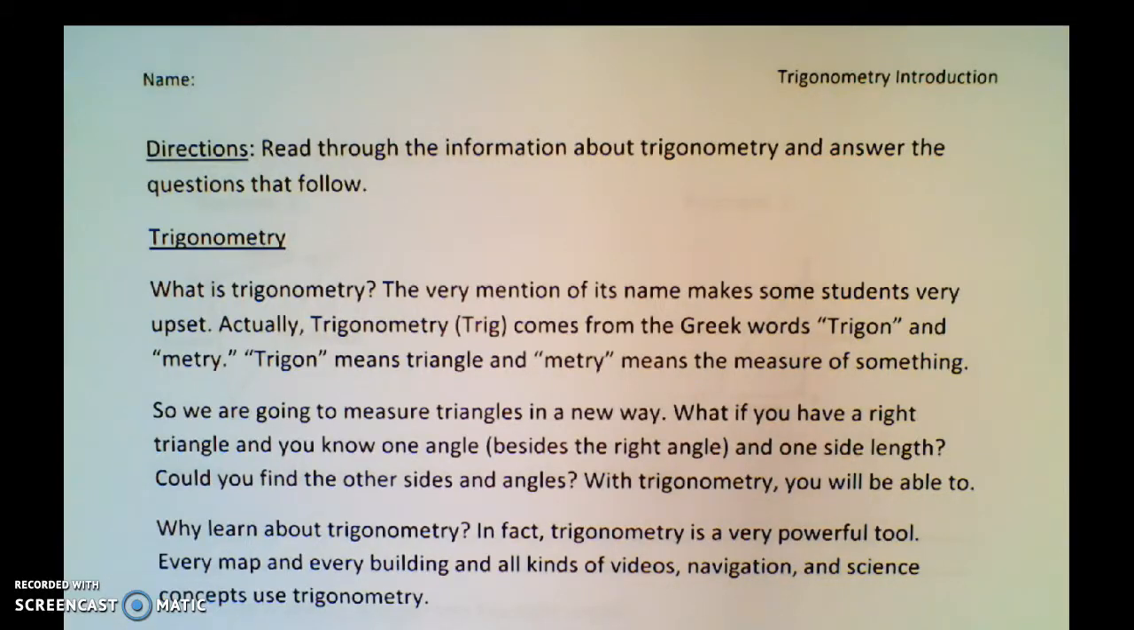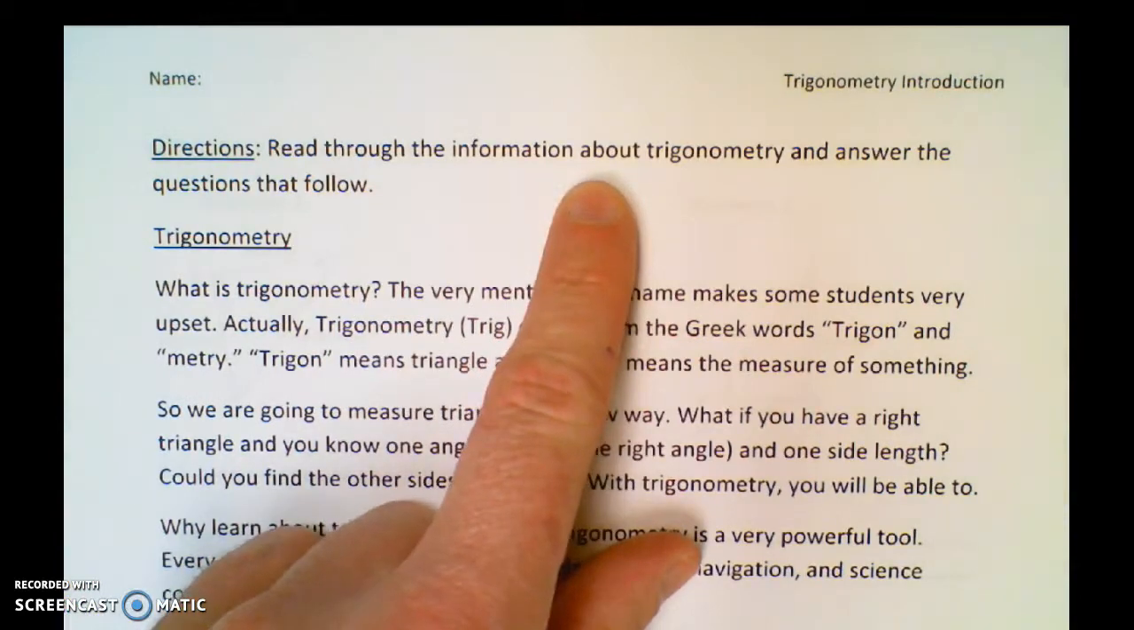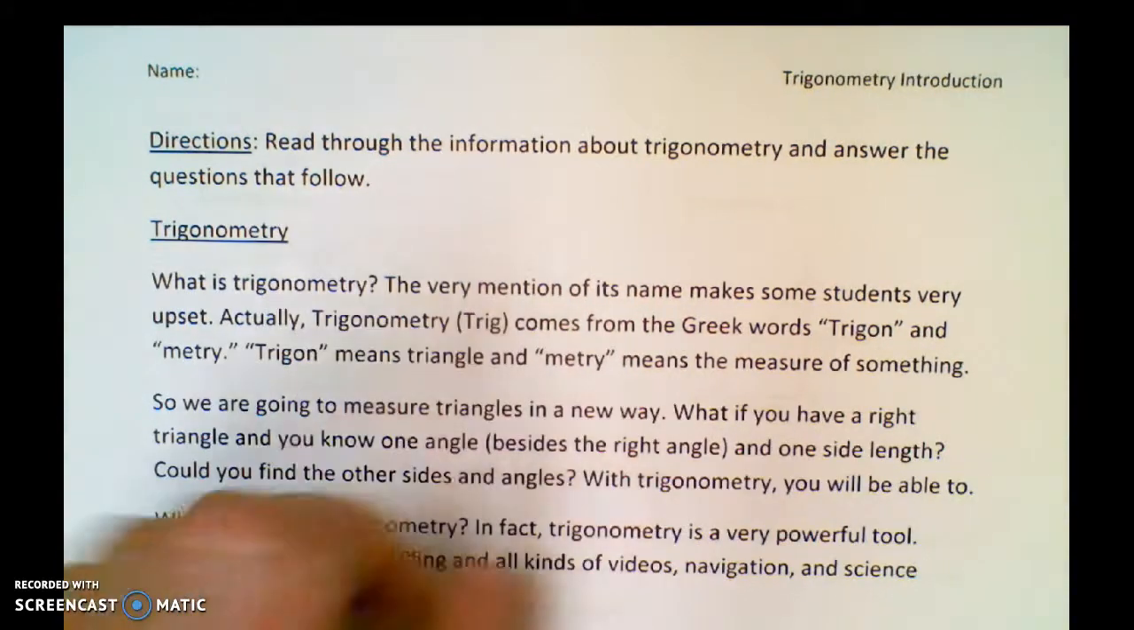Alright, today we're going to learn about trigonometry. So this is probably your first introduction to trigonometry. We're doing a little reading, and then we're going to define some keywords as we work with our new concept in this unit. So, directions. Read through the following information about trigonometry and answer the questions that follow.